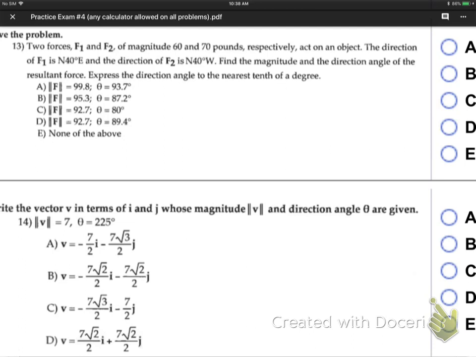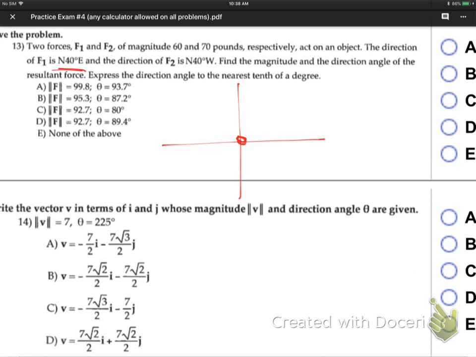So I would draw the axis system. Just put it right at the origin to make life easy. And then make one of the forces north 40 east. So draw an arrow, a vector, force is a vector, north 40 east, and what you want to do is turn it into i and j. Remember these? You want to turn both those vectors into i and j, and then you add them. That's how you do a resultant.